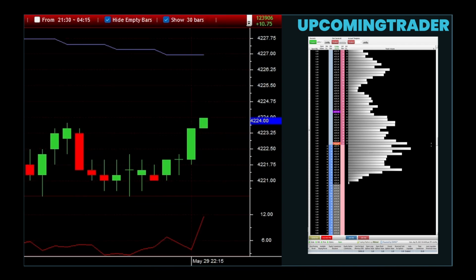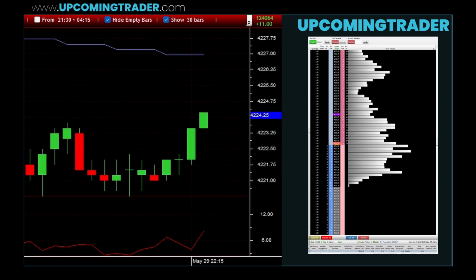Single print areas are critical to watch because they represent levels where the market has not yet established fair value, and when the price returns to these areas, they often act as strong support or resistance. These levels can be points of high interest as they frequently lead to notable reactions, either confirming the previous momentum or indicating that the market sentiment has changed.